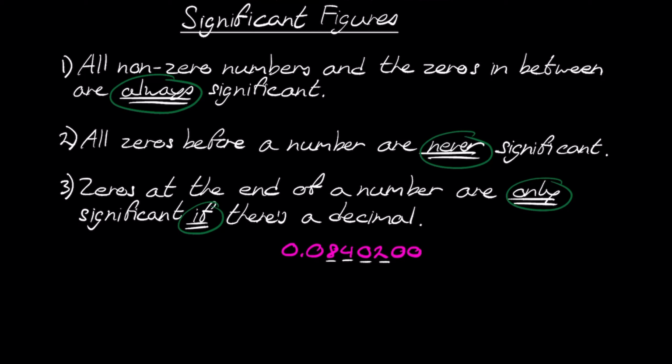So let's cross out the first 2 zeros. And rule number 3 is that the zeros at the end of a number are only going to be significant if there's a decimal. And as we can see, this number does contain a decimal, so the last 2 zeros are also significant, bringing the total number of sig-figs to 6.